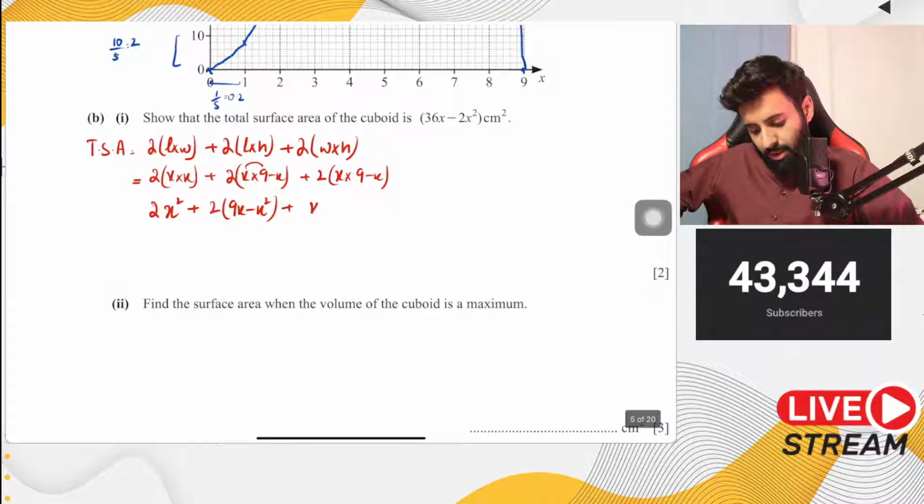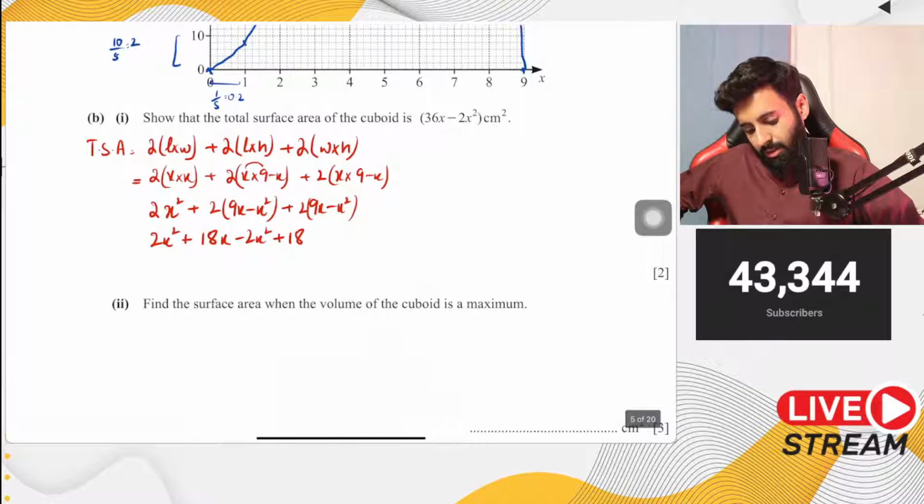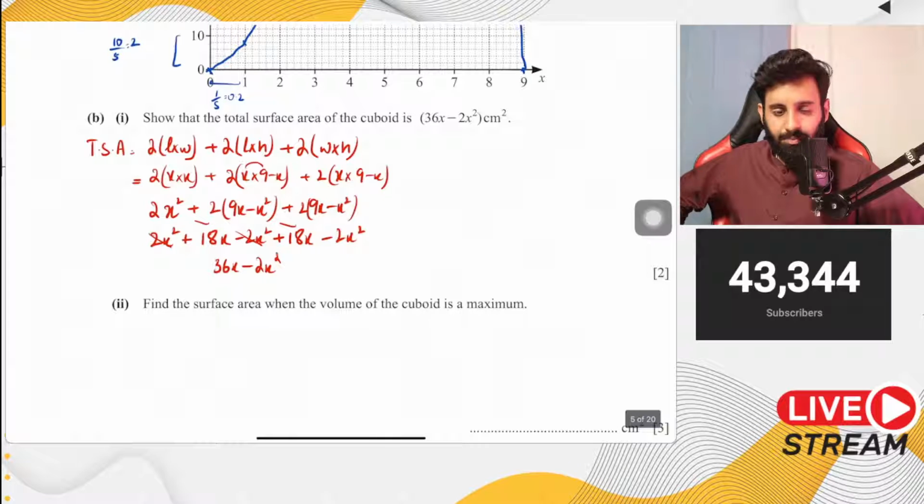this is going to be the same. 9x minus x squared times 2. So we have 2x squared plus 18x minus 2x squared plus 18x minus 2x squared. So 2x squared minus 2x squared gets cancelled out. 18x plus 18x is 36x minus 2x squared. There you go. That's it.